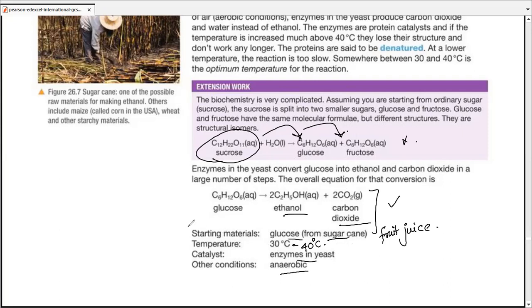Now, I think everything is understandable on the list except the last one. The starting material comes from a fruit or sugar cane. The temperature has to be kept the same. The catalyst is that you're going to use yeast. Yeast comes in powder form. You're simply supposed to put that powder into the juice.